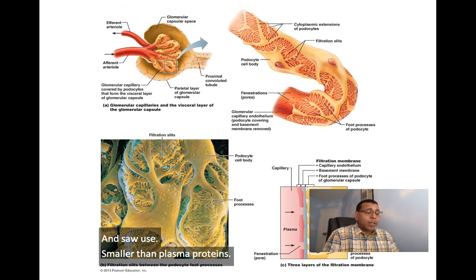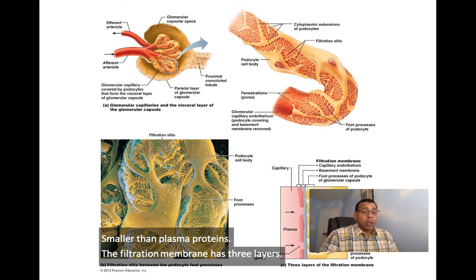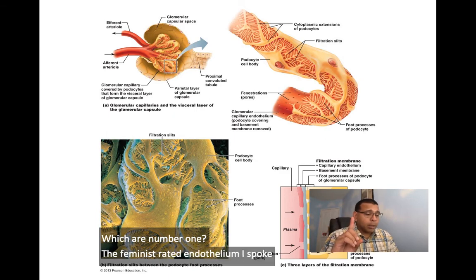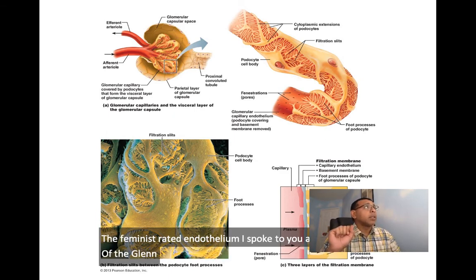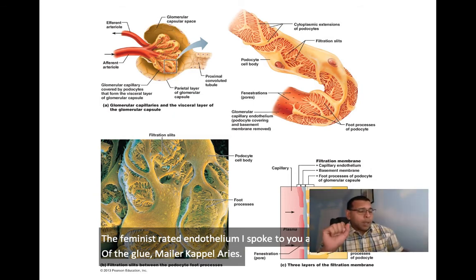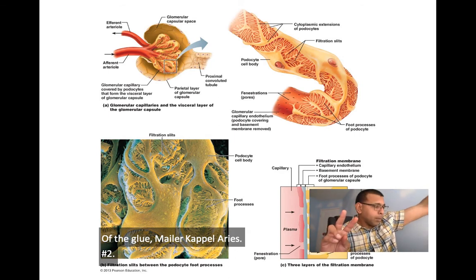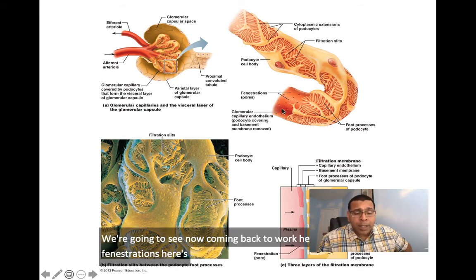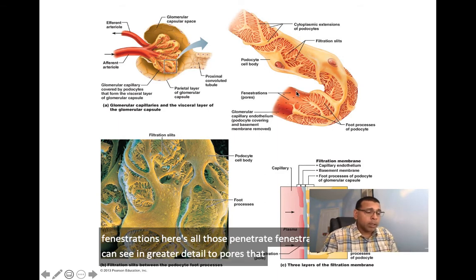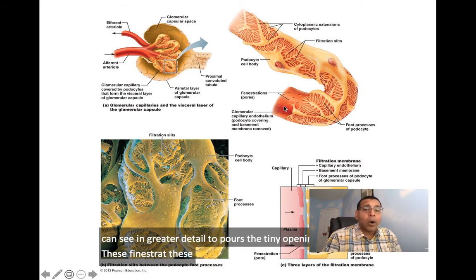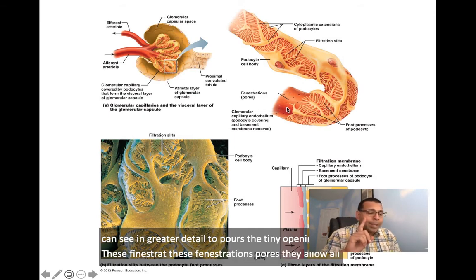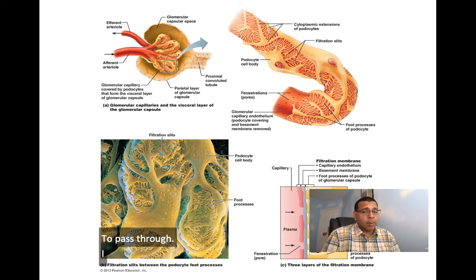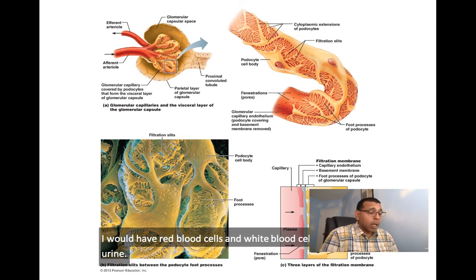The filtration membrane has 3 layers, which are, number 1, the fenestrated endothelium I spoke to you about of the glomerular capillaries. Here's all those fenestrations. You can see in greater detail the pores, the tiny openings. These fenestrations, these pores, allow all blood components except blood cells to pass through. Right? We don't have red blood cells and white blood cells in our urine. Well, there you go.